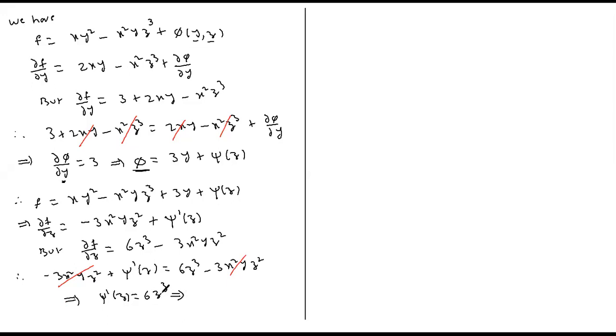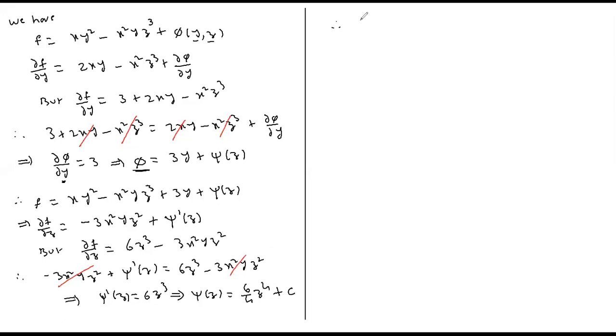So when xi dash of z equals 6z cube, then what will be xi of z? The first order differential equation, right? 6 by 4 z power 4. Integration of z cube is z power 4 by 4, plus I can add some arbitrary constant. Is that okay? Now substitute this xi in the function. Okay, therefore what is your function?